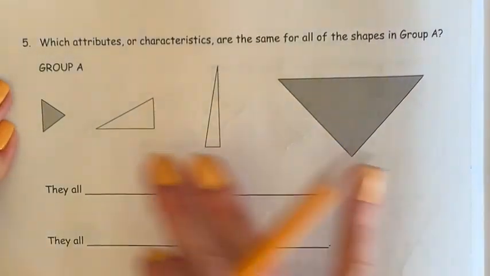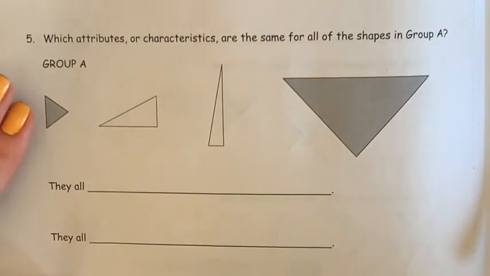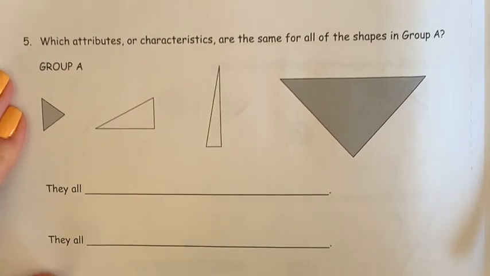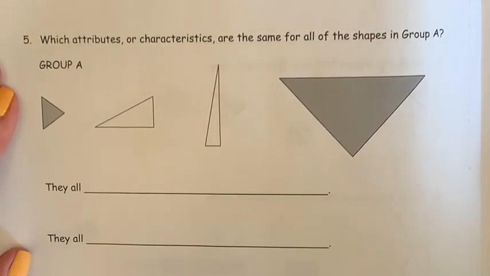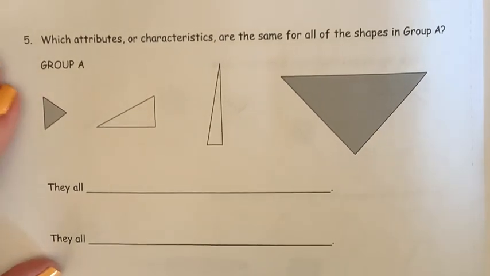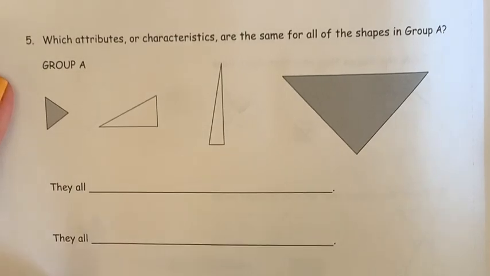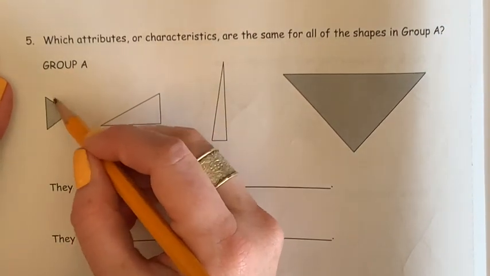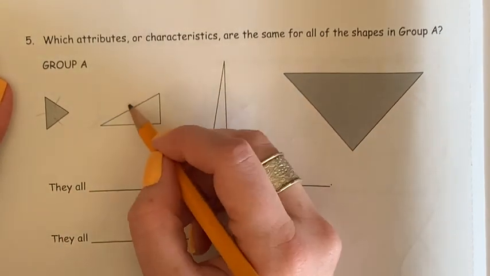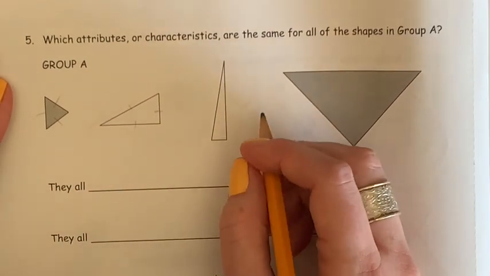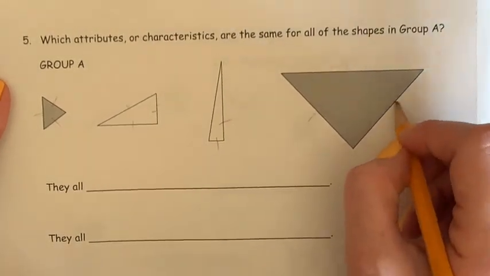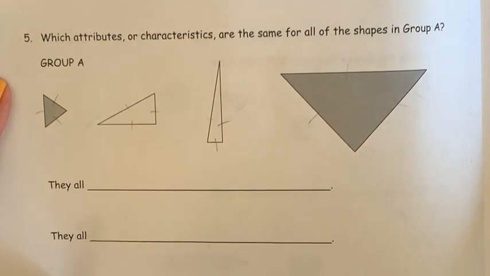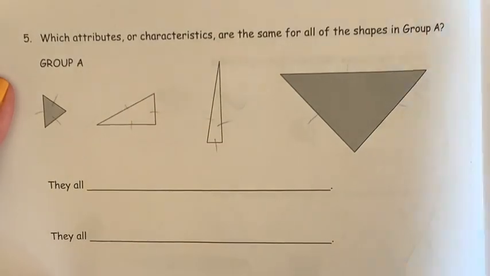Number 5 is asking us to compare these 4 shapes. They want to know which attributes or characteristics are the same for all of the shapes in group A. Remember, attributes can be things like how many sides a shape has, how many corners a shape has. So let's look at those attributes for all of these shapes. I wonder how many sides they all have. Let's count. 1, 2, 3. 1, 2, 3. 1, 2, 3. 1, 2, 3. So it looks like they do all have the same number of sides. They all have 3 sides.